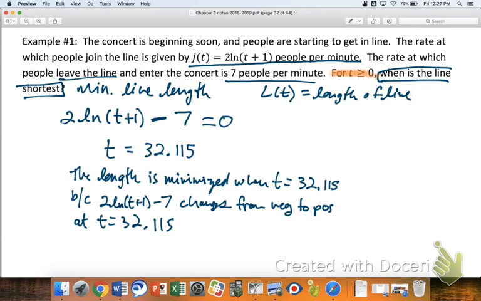Is there another way to word it compared to the length is minimized? Sure. So if you wanted to use this, and you said, all right, well, this is L prime, then what you could do is this. You could say, L of t is minimized when t equals 32.115 because L prime of t changes from negative to positive at 32.115. So that's slightly easier wording, I would say.